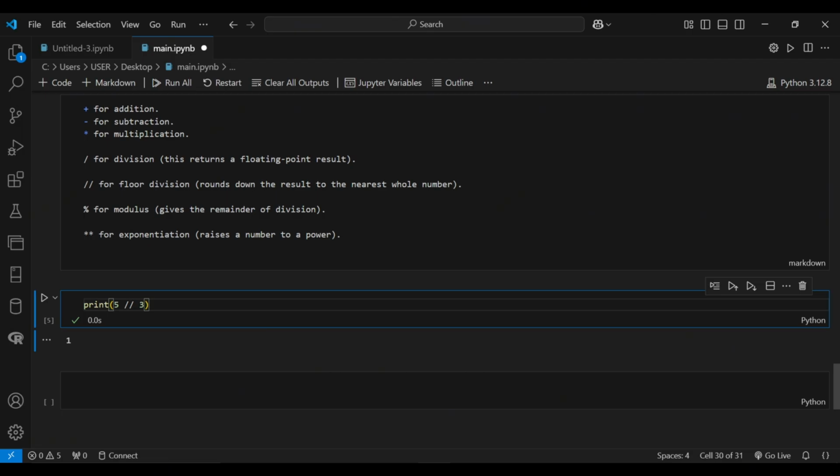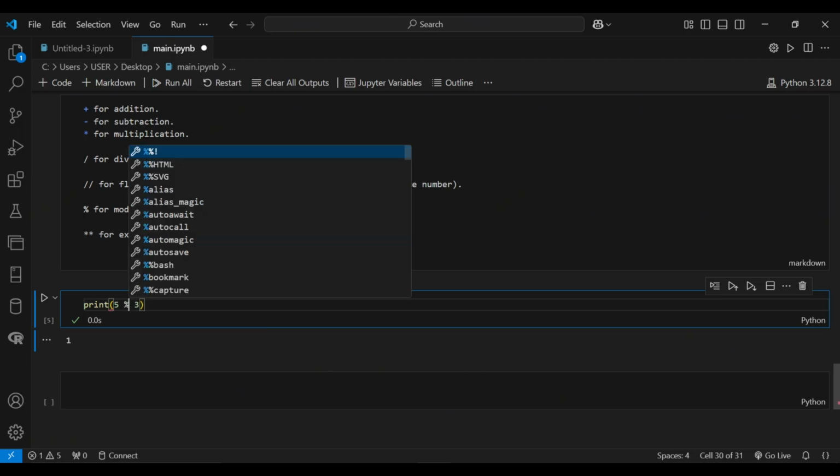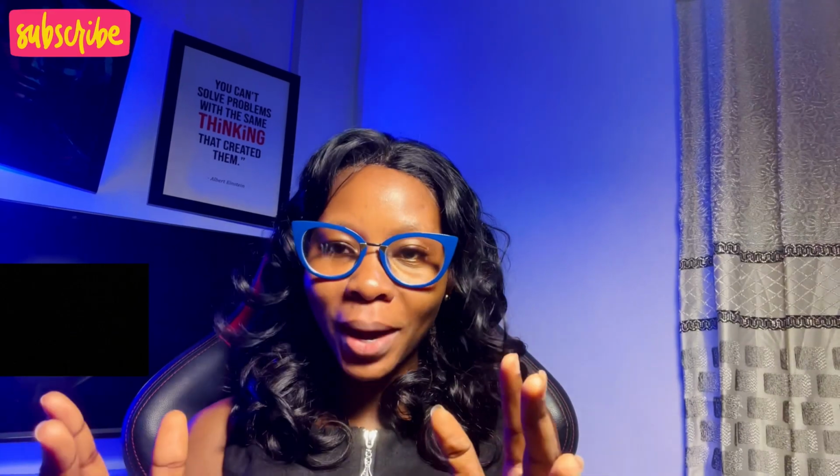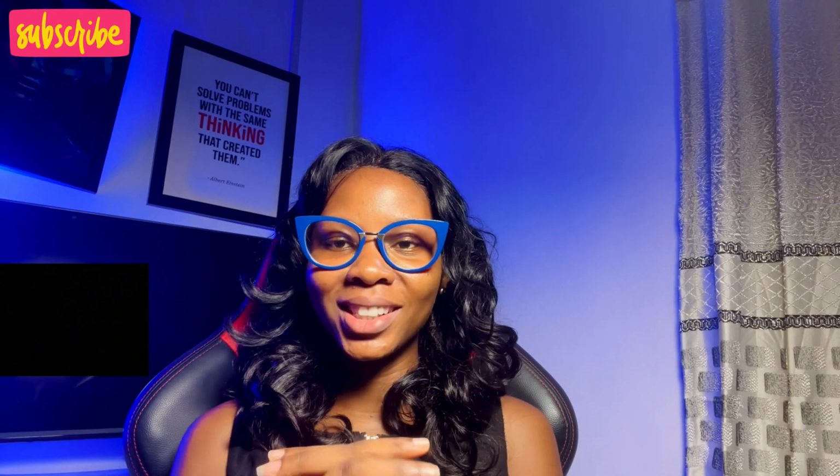So let's check out modulus. Modulus is giving us 2 because that is the remainder that we have. If we say 5 divided by 3, that will be 1, and the remainder will be 2, and that is what we have here. If we say exponent, then we're using 2 asterisks like this. If we run it, that will be 125. So that will be 5 raised to the power 3, which is 5 times 5 times 5. And these are the basic arithmetic operators. Try this out in your Python shell to see the results.